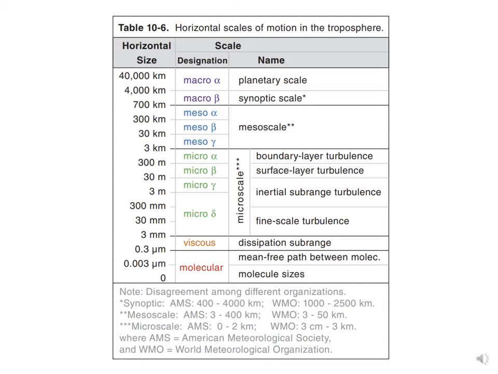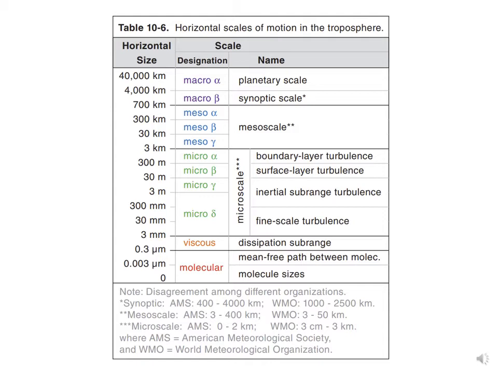So macro is basically reserved for planetary scale and synoptic scale. So these are the largest scale items. The planetary scale are on the order of 10,000 kilometers, and the synoptic scale would be our typical weather fronts, which have scales of a few thousand kilometers and time scales of a few days to a week. The mesoscale is everything that falls in between that and the micro scale.